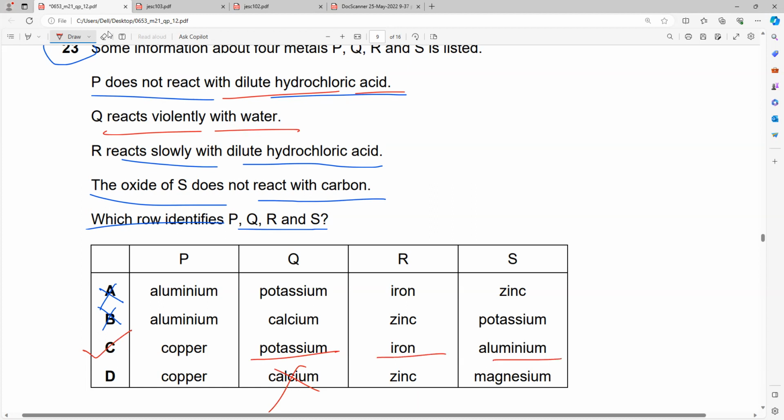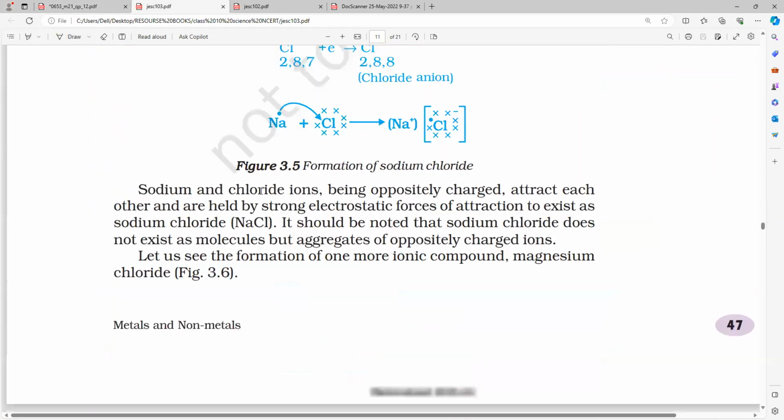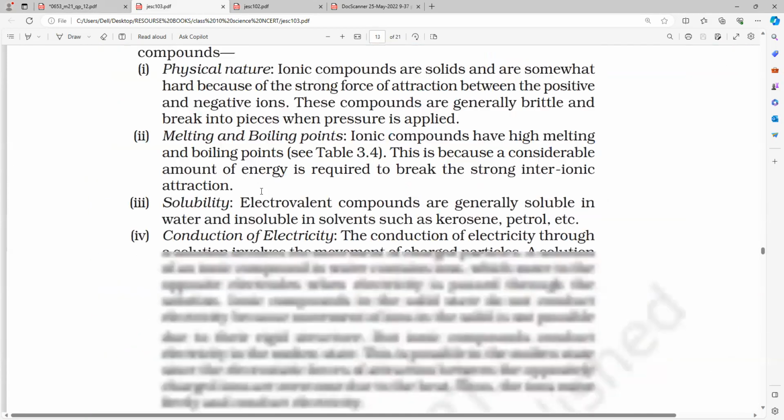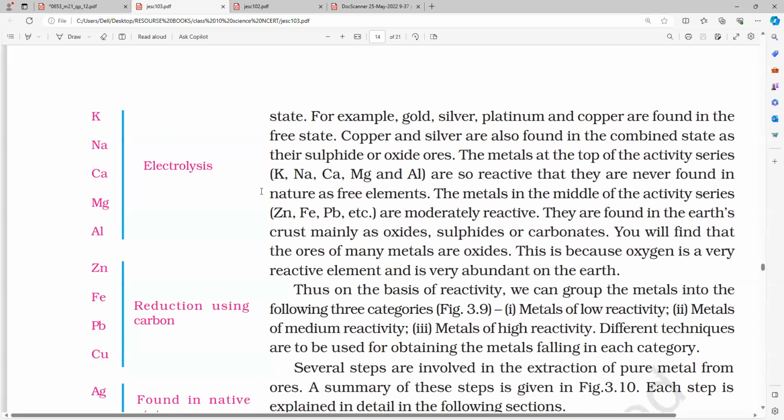I don't even need R, it is not necessary for me. But still, a valid statement is there: the oxides of S do not react with carbon. This is very, very important for us. This point is again from metals and non-metals. I will show you, because you should understand the way you need to read the questions. Clear? Here, reduction using carbon. Is aluminum included or not included?